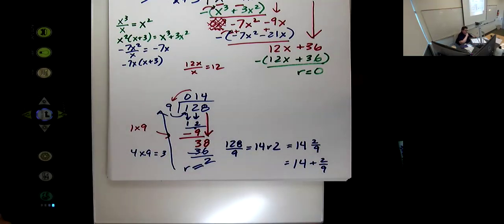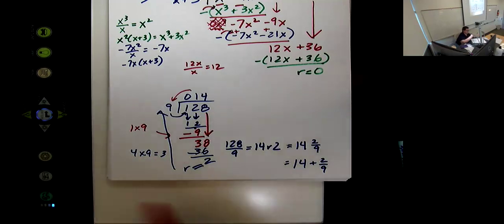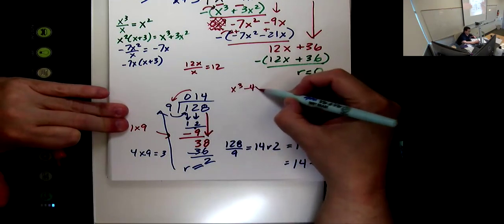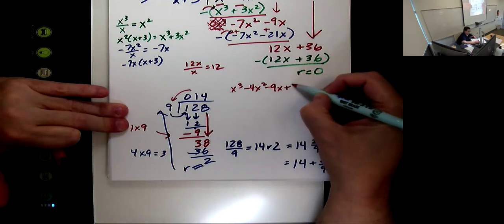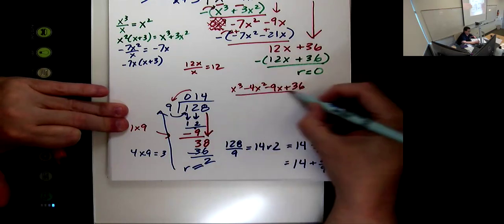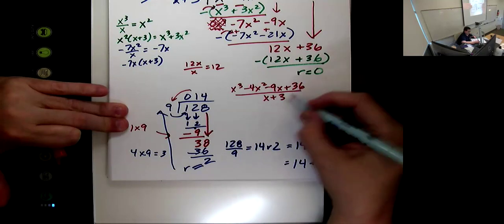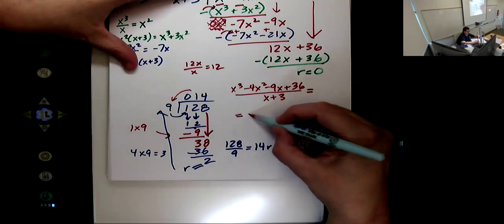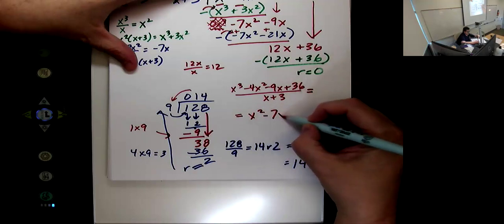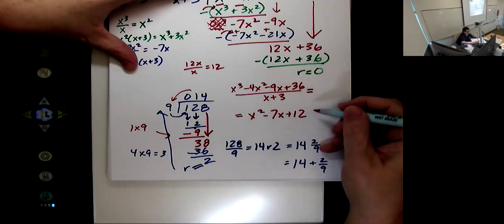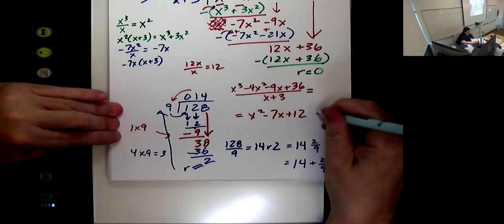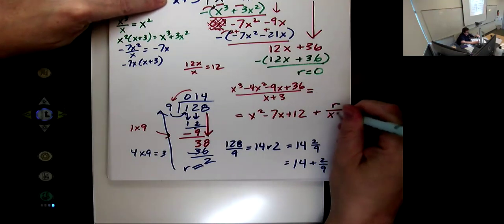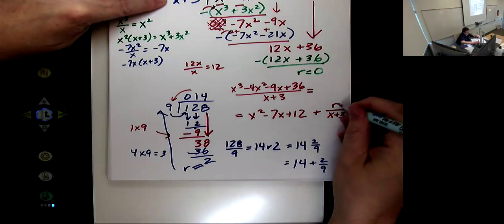What we do here, x cubed minus 4x squared minus 9x plus 36 over x plus 3 equals, when we do the division, we have our numerator. And then if we have a remainder, plus the remainder over what's out front. But r equals 0 here.